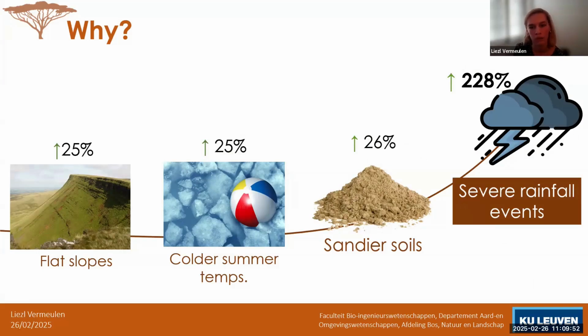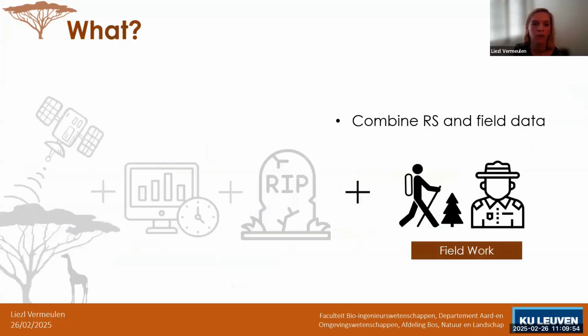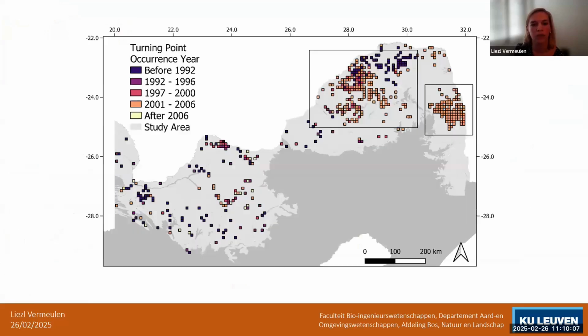Then this brings us to the last question. What do these changes look like on the ground? So here we combine remote sensing and field data. And this essentially involved some field work. So if I go back to the cluster that I highlighted before, so cluster B, that's very uniform, and they all happen at the same time, we zoom in a bit here.